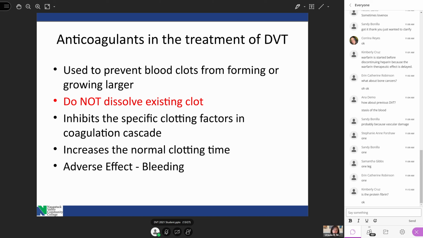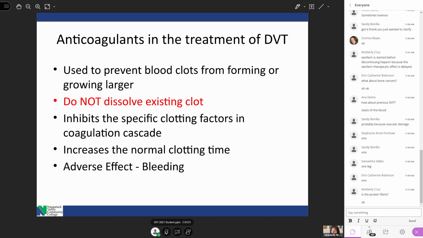Okay, so how do we treat these? Anticoagulants, that is the treatment of choice. So I mentioned heparin. Heparin is the treatment for a light, small dose for prophylaxis. But once a clot has been diagnosed, we need to pull out the big guns and go to an anticoagulant. An anticoagulant is used to prevent the blood clots from forming or growing larger.